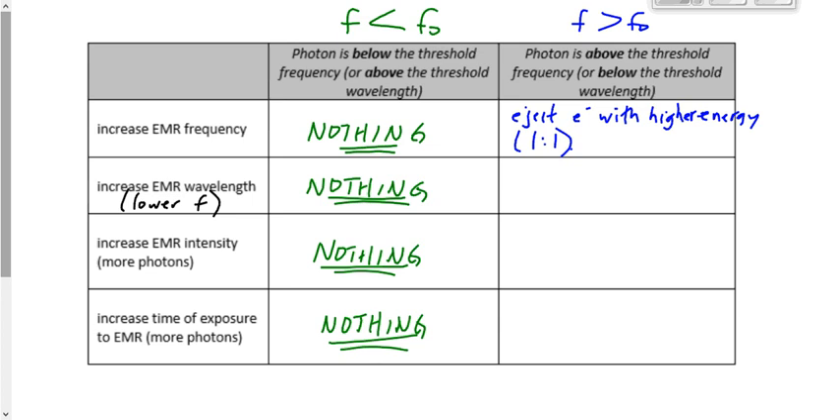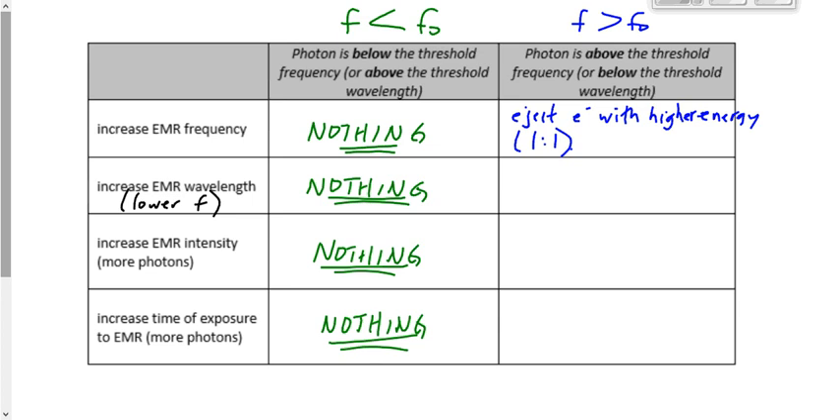What if we increase the wavelength while still staying above the threshold frequency? Somebody told me, I think it was Jacob, told me that increasing the wavelength decreases the frequency, or was it Parker? It was Parker? Okay, sorry. Giving Jacob all the credit for that. Sorry, Jacob. Parker says increasing the wavelength decreases the frequency, and you're right. As long as we stay above the threshold frequency, decreasing the frequency decreases the energy.